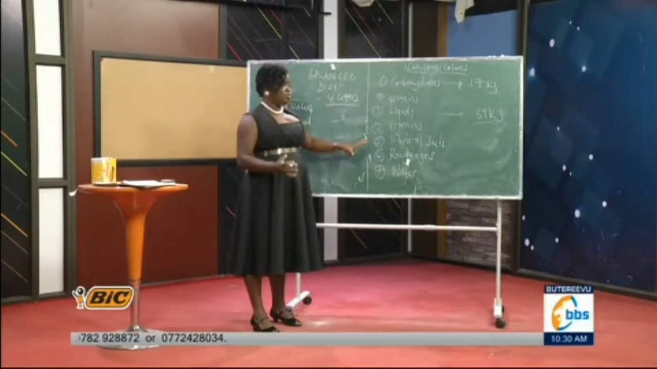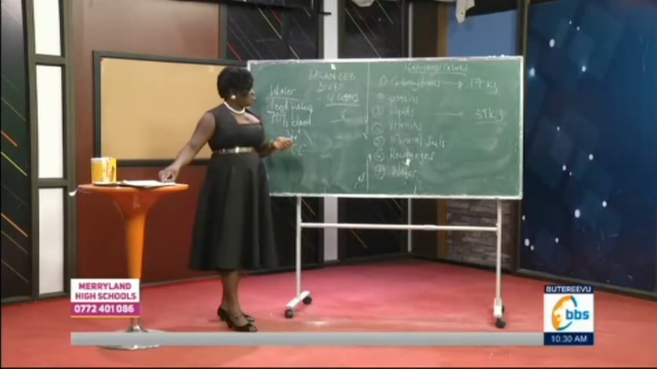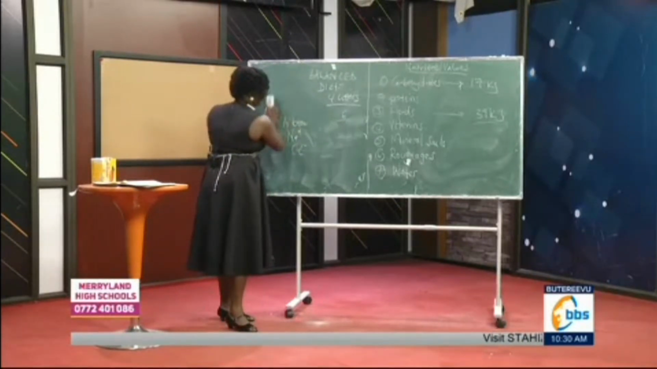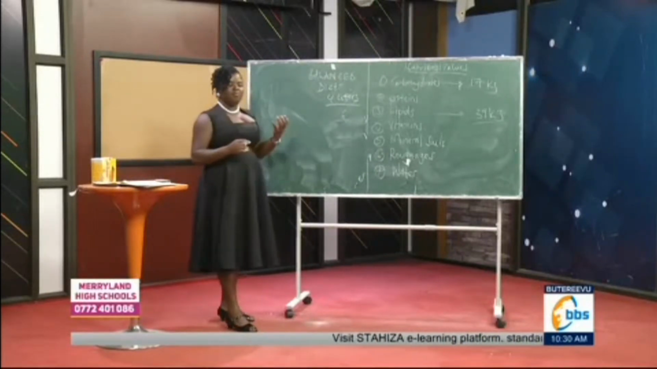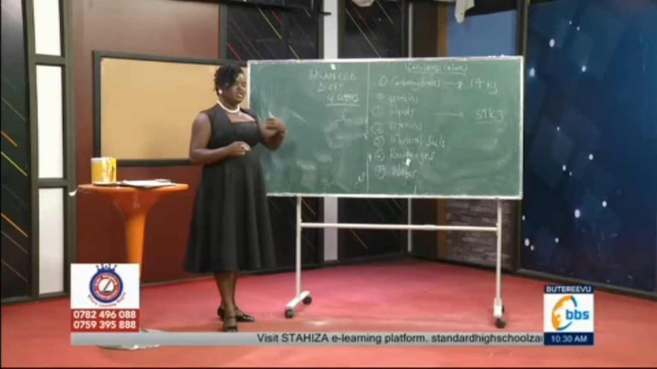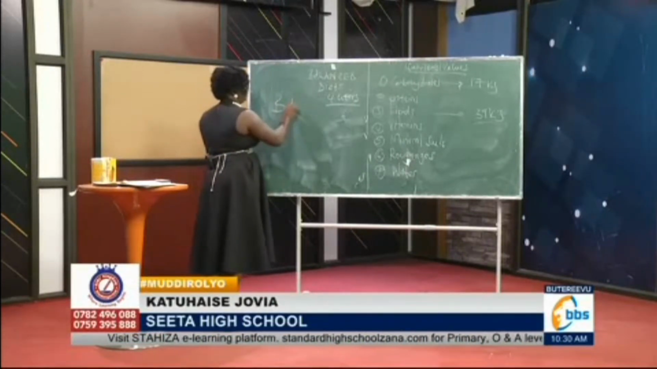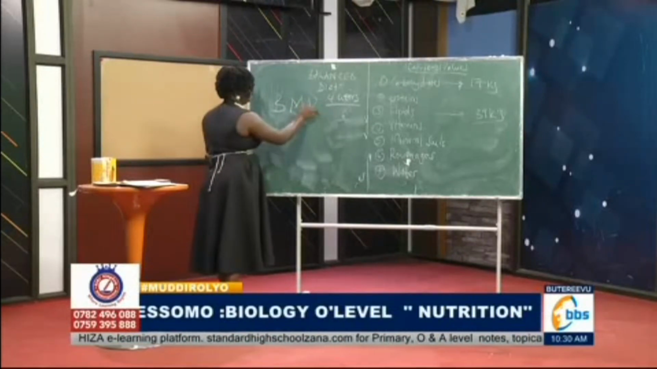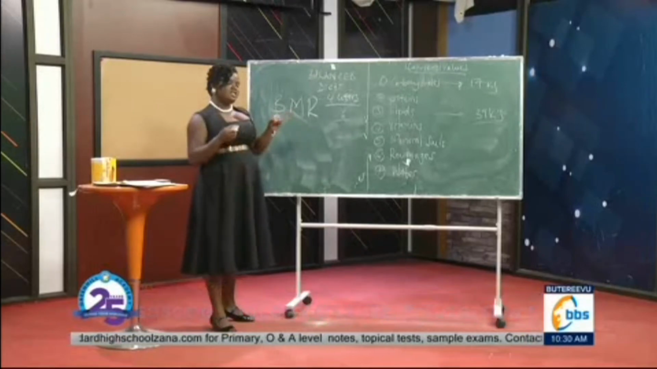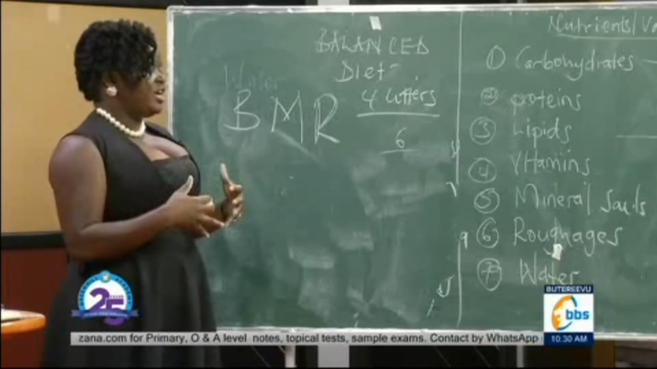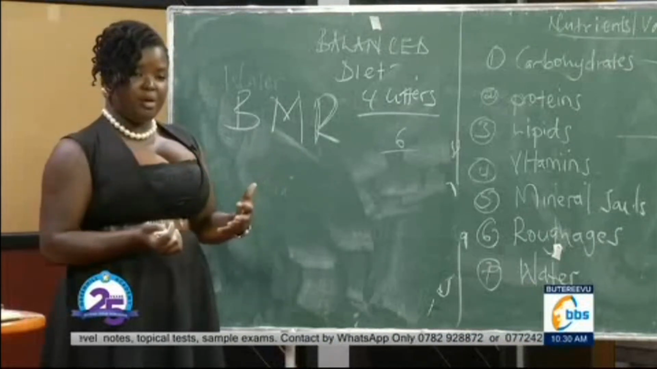You will need more of this because you need to have more energy. Our bodies at rest still need some small energy to sustain body processes like heartbeat and transportation of blood, and that is what you call the basal metabolic rate. The basal metabolic rate is the amount of energy that is needed by your body at rest. Even when you're sleeping, your heart is still pumping.